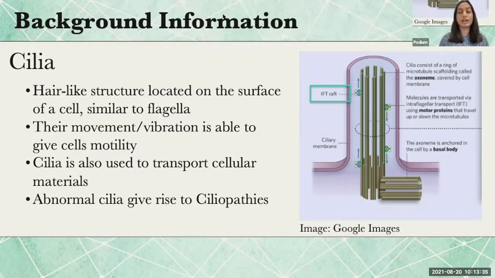So the image on this slide shows a diagram of a cilium. And on this diagram, you can see the IFT raft. So the purpose of the IFT raft is to transport proteins down the microtubules to the cilia in order for cilia to be formed and to maintain cilia itself. So that's the connection between IFT and cilia.